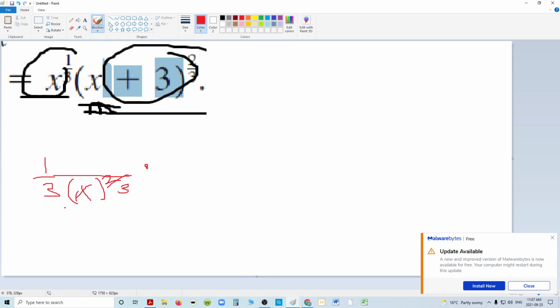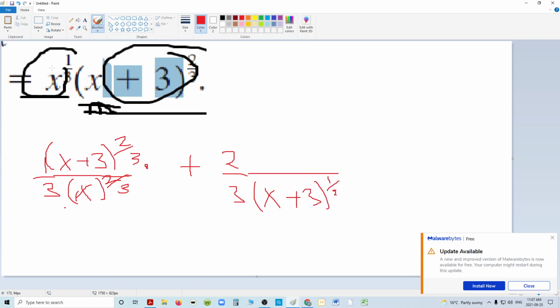Times this. So it simply becomes x plus 3 to the 2/3 over 3 times x to the 2/3. And then I have to add, and the derivative of this becomes 2/3, and it becomes x plus 3 to the 1/3 down here, because it becomes negative 1/3 up top, times this. The only way I can add them is cross multiply, and then set it equal to 0.